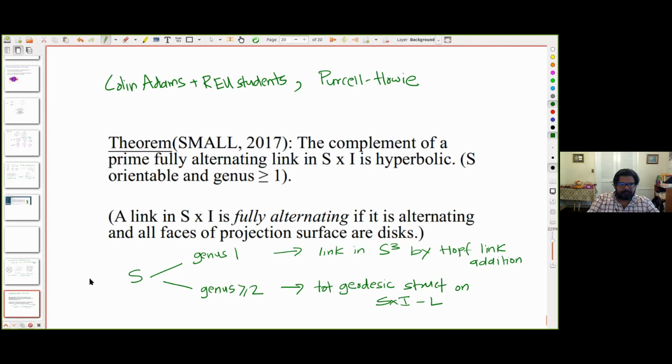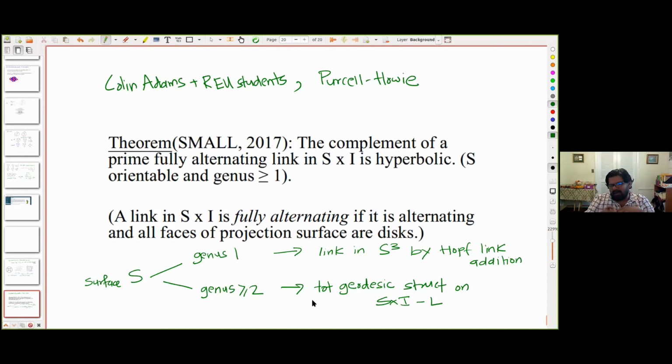And these are totally geodesic structures. And so if you see some of the theorems in papers, they talk about this TG hyperbolic. So just note that there is a slight difference between the genus one and the genus greater than or equal to 2 case. But you still have a well-defined volume because the totally geodesic structure is unique, and you can double it to get a closed manifold, and you can associate a volume to it and so on.